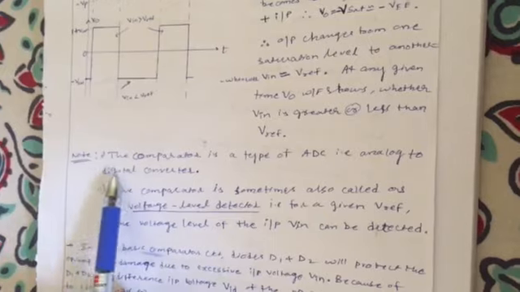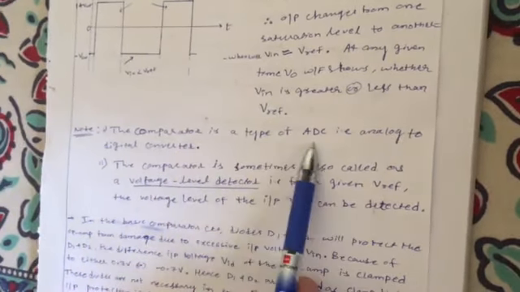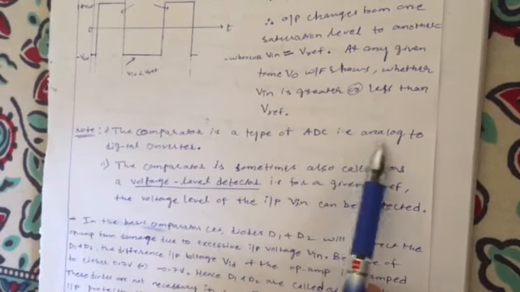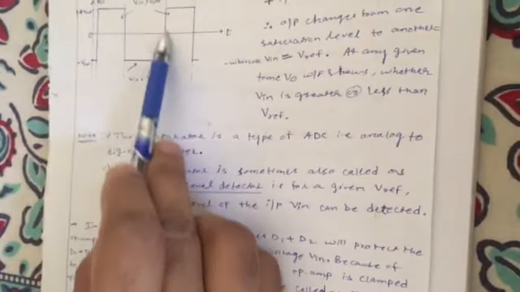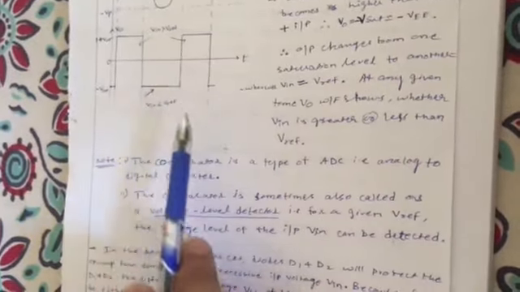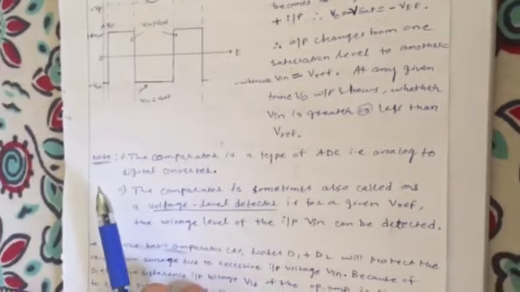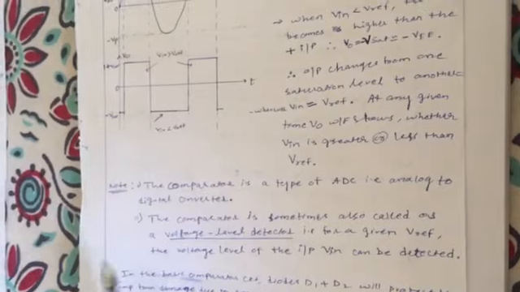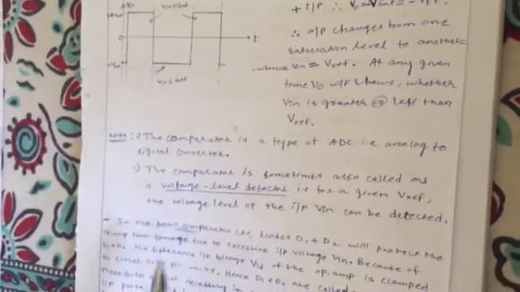There is an important note about the comparator. First note, the comparator is a type of ADC. What is ADC? Analog to digital converter. So the meaning is that it converts the analog signal into a digital signal. The digital signal has two values, either plus VCC or minus VCC. Plus VCC indicates binary 1 and minus VCC indicates binary 0. Therefore, the comparator is a type of ADC.